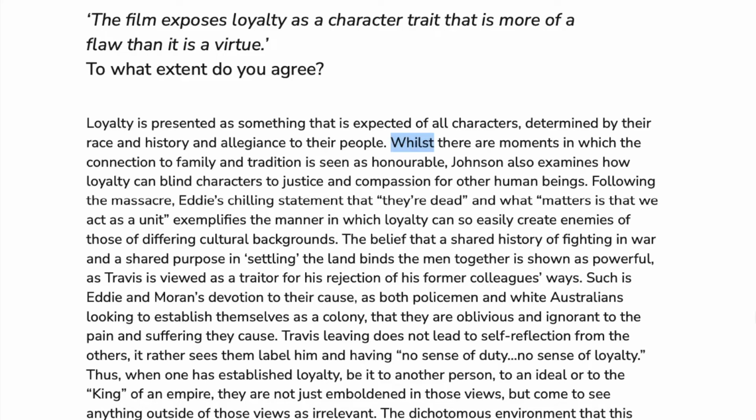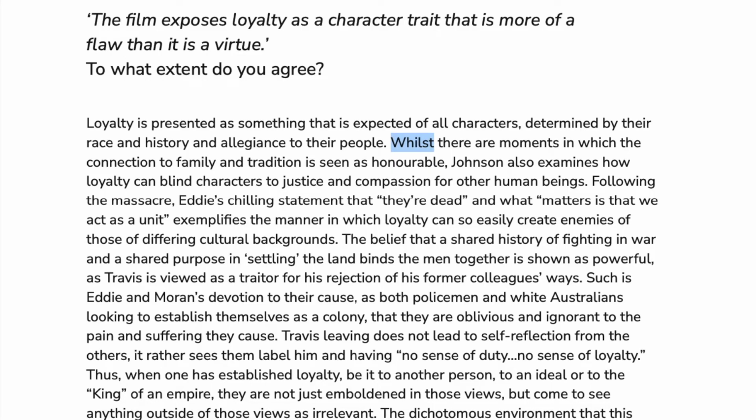But when we get into this next sentence, I want you to notice how this starts with the word whilst. Because if the question is put to us that loyalty is more of a flaw than it is a virtue, when we start this sentence with whilst, we're showing that we're open to different ways of looking at this. Whilst there are moments in which the connection and family and tradition is seen as honourable, Johnson also examines.